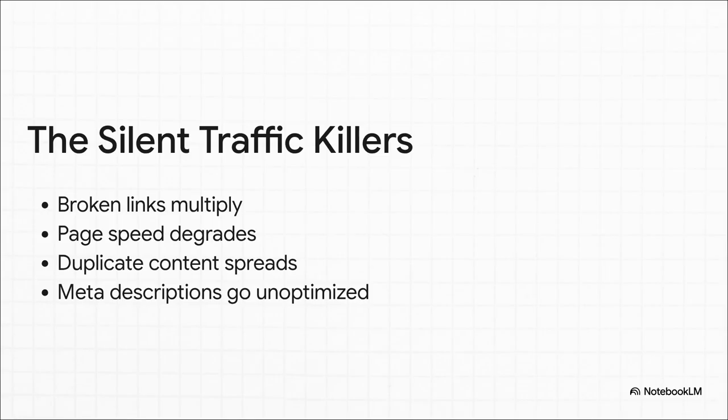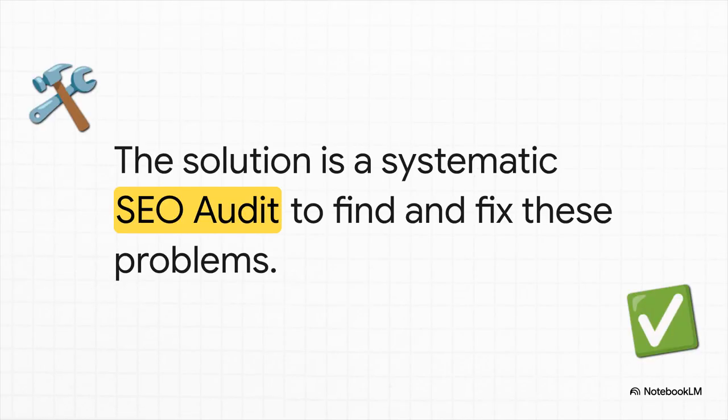So what are these hidden problems? Well, they're sneaky. Things you don't really notice in your day-to-day work. Broken links start popping up. Your page speed gets a tiny bit slower every time you add a new app or a beautiful new photo. And duplicate content just quietly spreads around. These things are the silent killers of your store's traffic. But here's the good news. There's a clear solution. It's not some unsolvable mystery. What we need is a systematic SEO audit. Basically, a structured checklist to find these problems, figure out which ones are most important, and fix them before they can do any more damage.